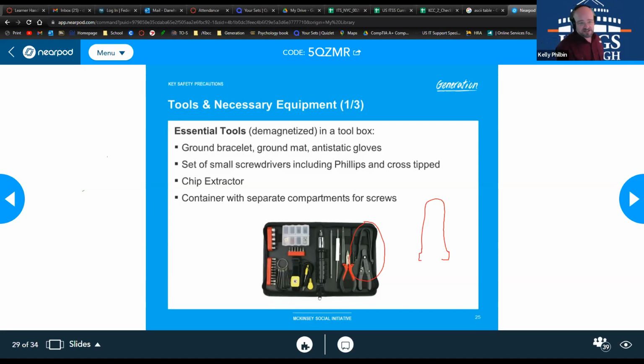Use the chip extractor. It only costs about 50 cents to $1, and it will save you from destroying a $500 plus processor. So just keep that in mind. It's only a couple seconds extra to use it.